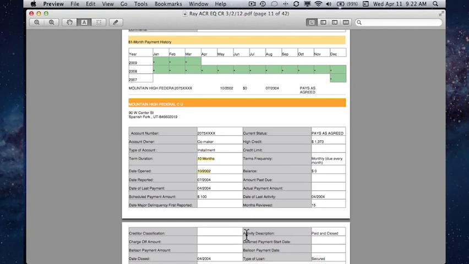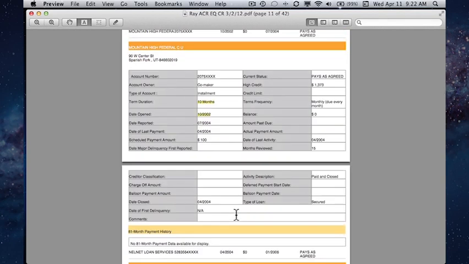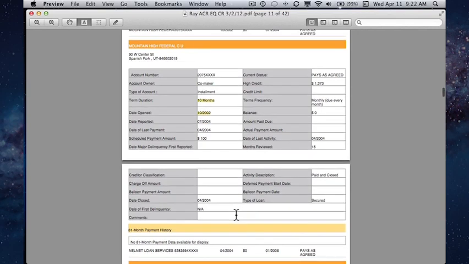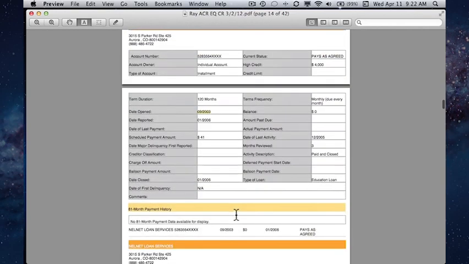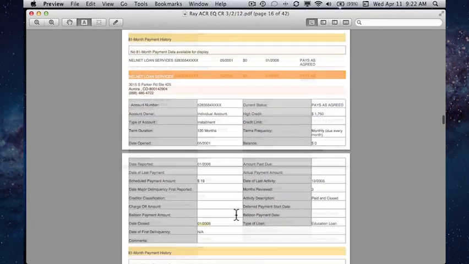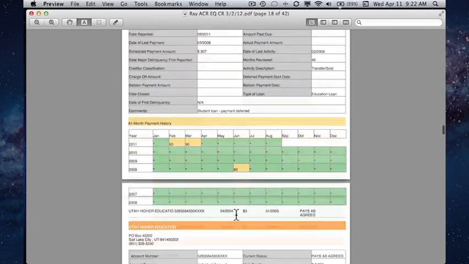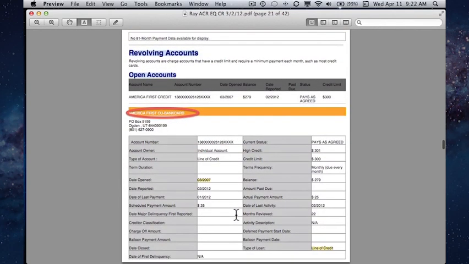Every report and every bureau has its own way of reporting issues. So you're going to want to compare and contrast what is being reported in each report so you can get the most number of facts and the highest degree of accuracy. All right, so let's go down to the next section. We're going to go through all of the closed loans. And the next section that we run into are the revolving accounts. So we had mortgage accounts, installment accounts, both open and closed. Now we have the revolving accounts, and these are the open ones.